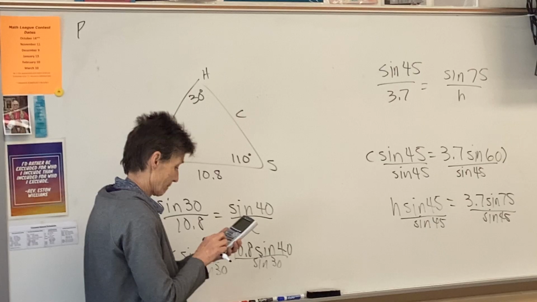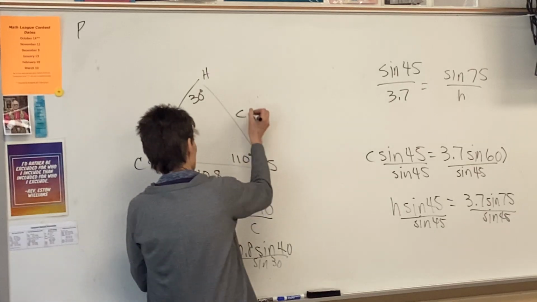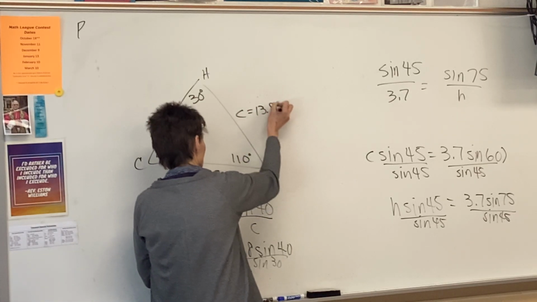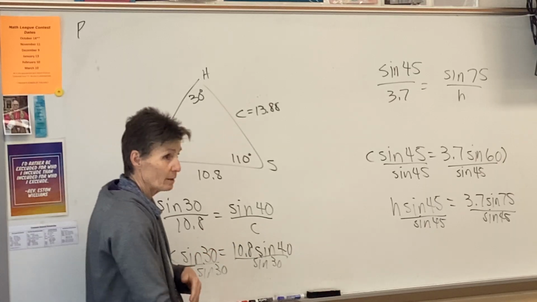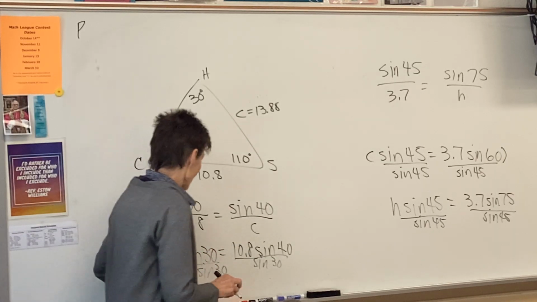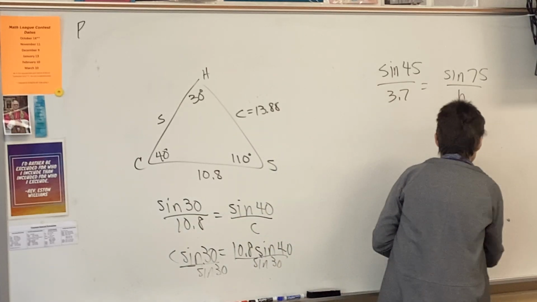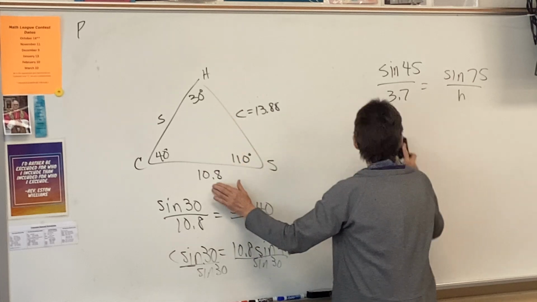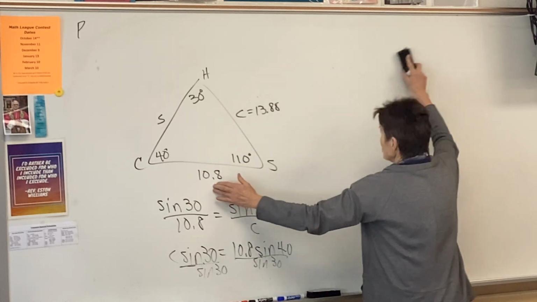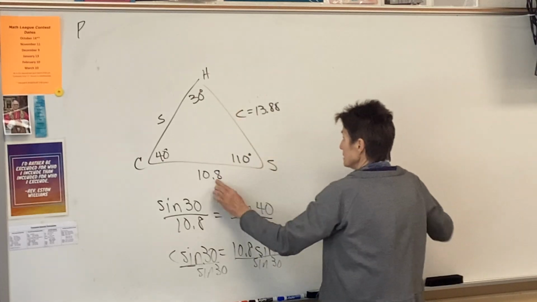13.8. Oh, you got me. 13.8. Does that seem okay with everyone? Yeah. All right, then we gotta do the last side, so we'll set up our law of sines again. And always go back to the one you started with. Don't use the new one because you rounded that off. So go with the data that you're given.